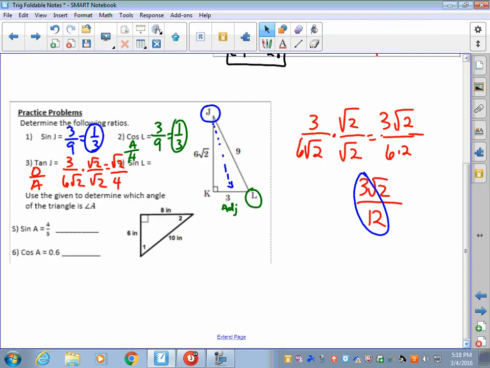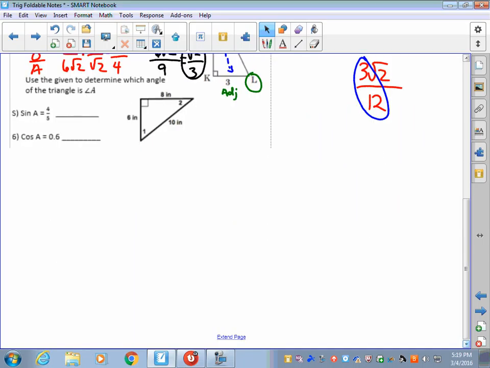All right, so we're going to do the same thing with the sine of L. Sine of L is opposite over hypotenuse, so we're going to have 6 square root of 2 over 9, and again we can reduce the 6/9, which is 2/3, giving me square root of 2 over 3. So that's our reduced ratio. Make sure we reduce the ratios whenever dealing with trig functions, because the ratio is just like a fraction, so we're going to simplify that.